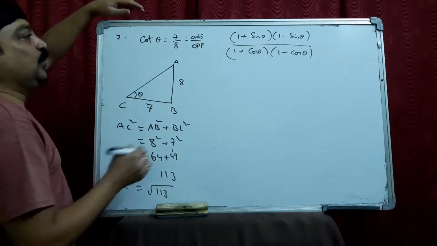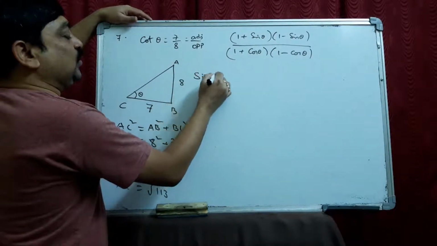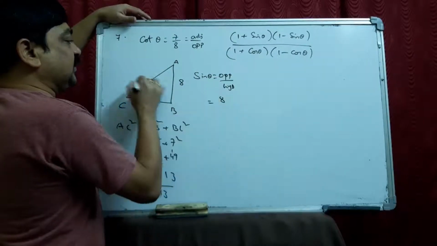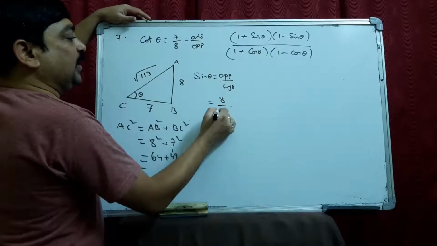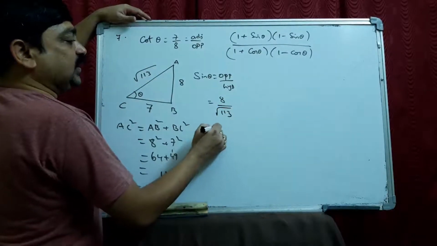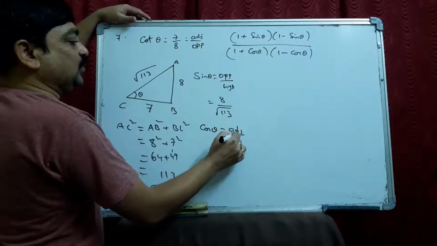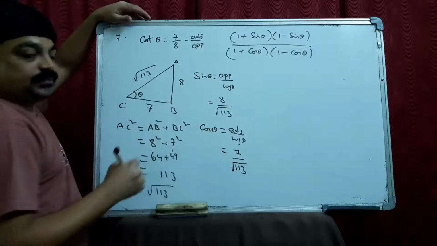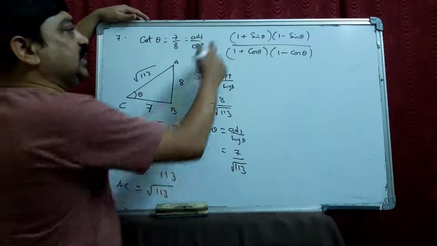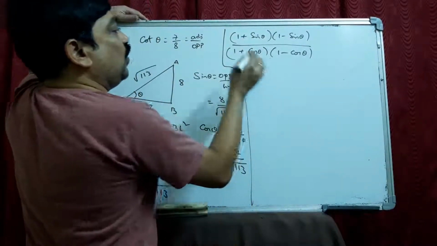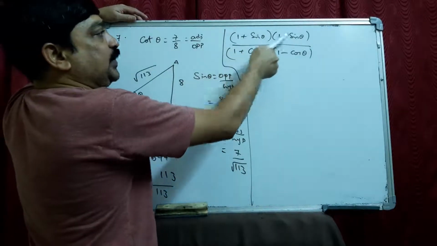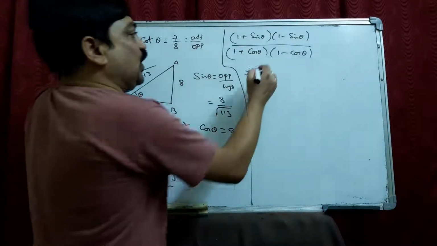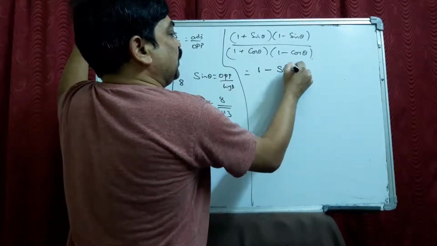From this, what do we know? We take sine theta is equal to opposite by hypotenuse. What is opposite? 7 by root 113. Cos theta is adjacent by hypotenuse. Adjacent to theta, 8 by root 113. Okay, now after getting this, let us find out this value. When you take this, it looks like (a plus b) into (a minus b). A plus b into a minus b becomes a square minus b square.